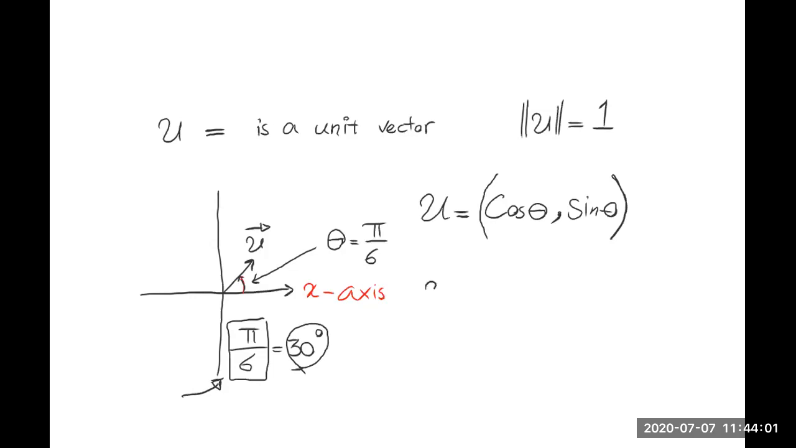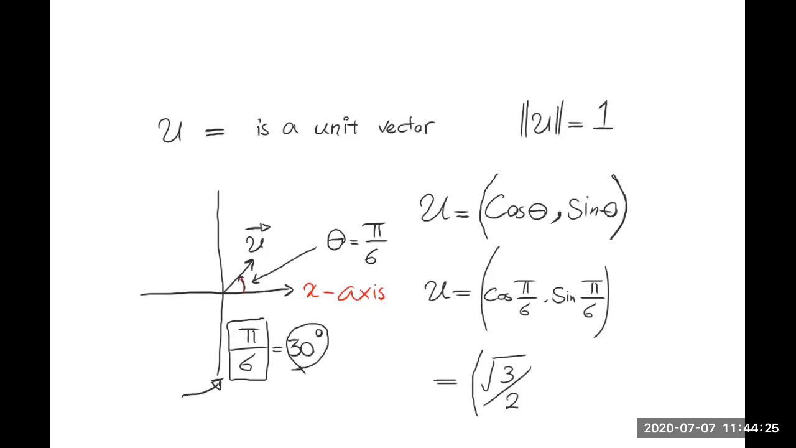So if I want to write down the coordinates of u, it would be cosine of pi over 6 and sine of pi over 6. Okay. What is cosine of pi over 6? Does anyone remember? Yes. Radical 3 over 2, and its sine is 1 over 2.